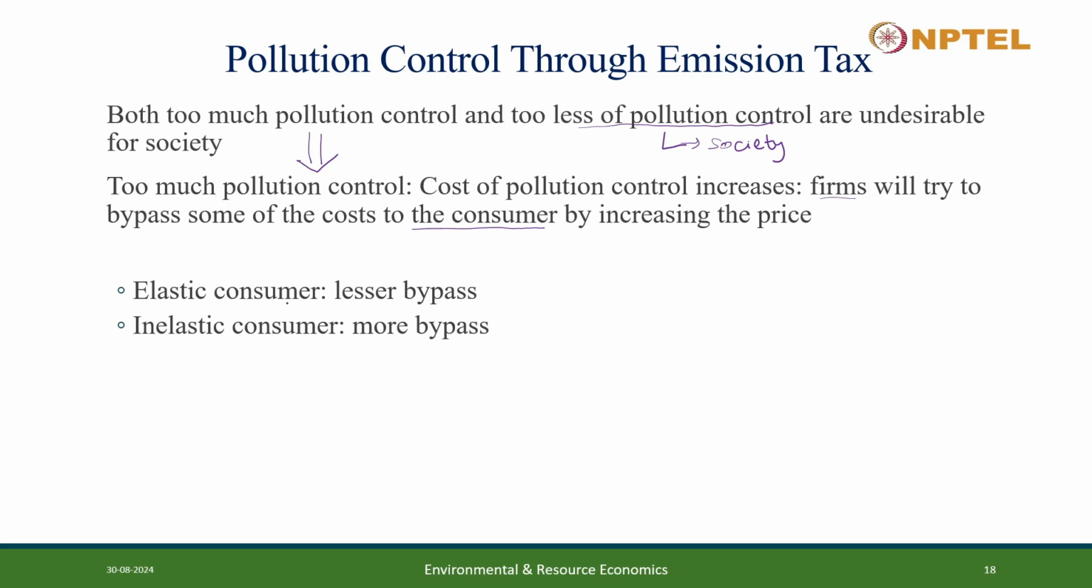For an elastic consumer, a consumer who responds more to price, the firm cannot bypass much. However, for an inelastic consumer, who does not respond to a change in price, more of the pollution control cost will be bypassed towards the consumers. Therefore, an optimum level of emission tax is needed. If you have any question, you can ask me in between.